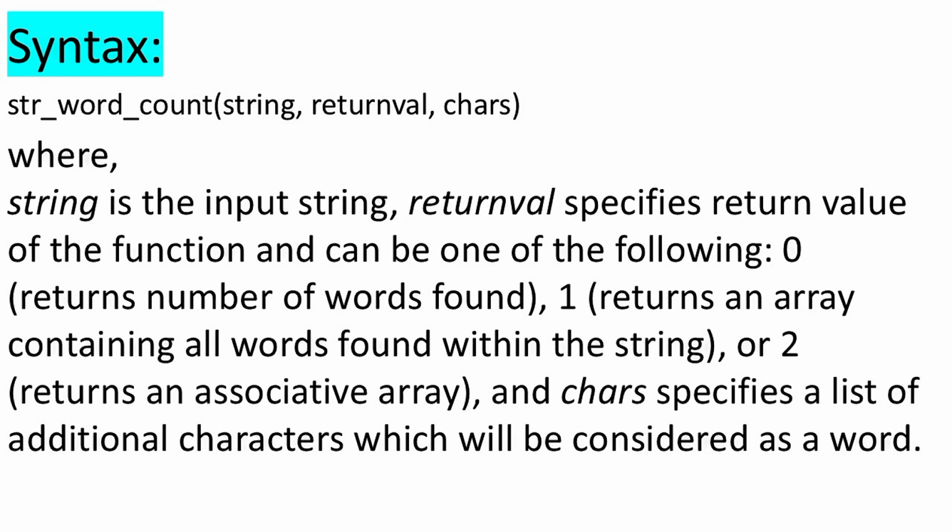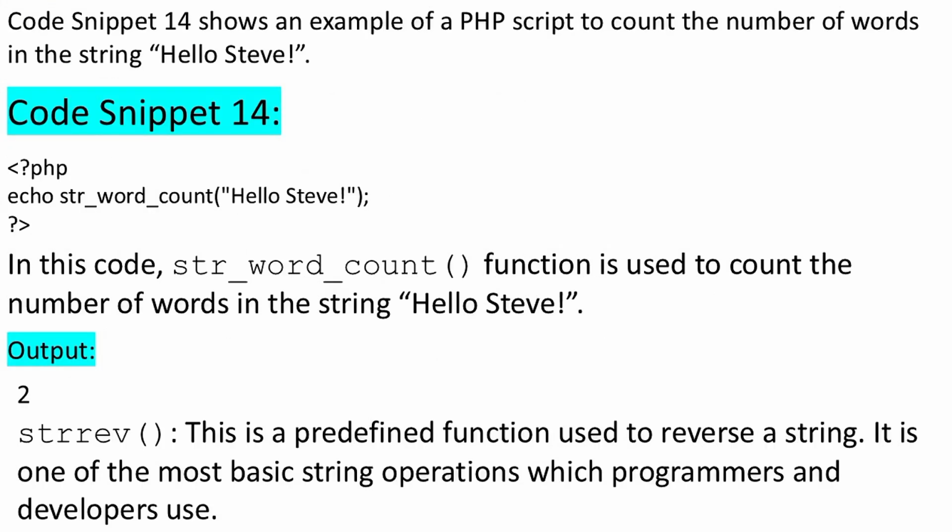The third parameter, called chars, is optional and allows you to include additional characters that should be treated as part of a word. For example, if your string includes special symbols or accented letters, you can specify them here so that PHP recognizes them as part of the word instead of ignoring them. The str_word_count function in PHP is a powerful way to count or extract words from a string. You can choose to get a simple word count, a list of words, or even a detailed array showing the position of each word. This makes it extremely useful for text analysis, word counting, or even building small text processing tools. Now, let's understand this concept with the help of a simple example.